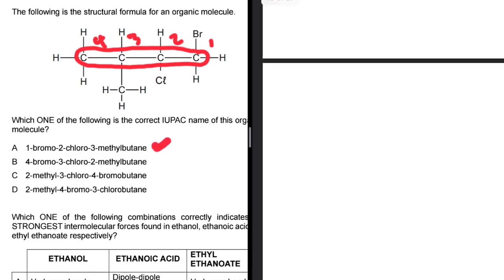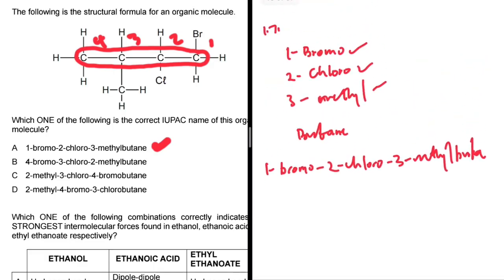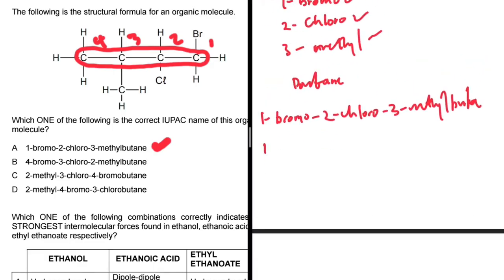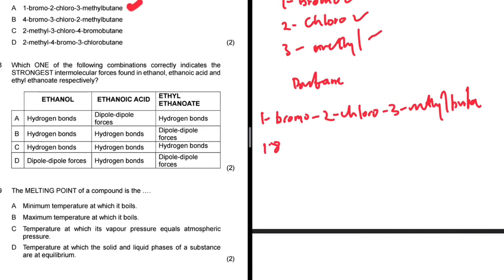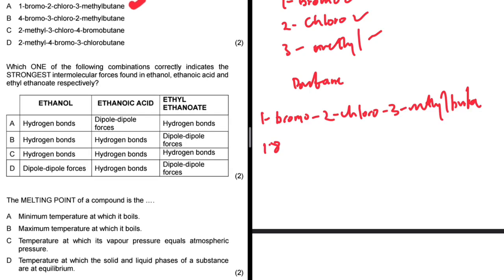Right. Taking a look at 1.8. So 1.8 says, which one of the following combinations correctly indicates the strongest intermolecular forces found in ethanol, ethanoic acid, and ethyl ethanoate. So ethanol, alcohol, so it's hydrogen bond. So we still have options A, B, and C, right? And then ethanoic acid, hydrogen bond. So we have options B and C. And then ethyl ethanoate, that is an ester.